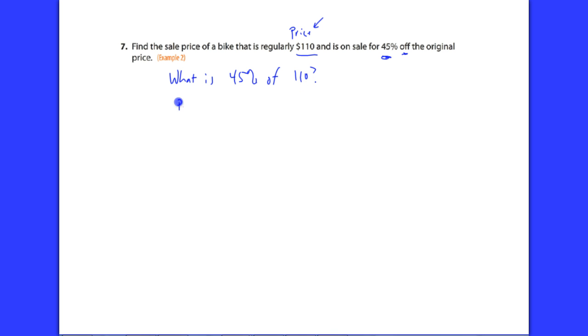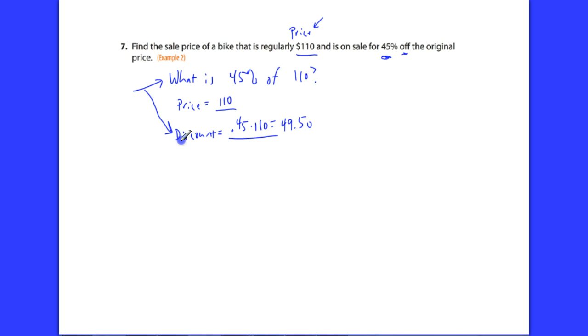So let's go through what I've been showing you here. The price is equal to 110, that's before the discount, and the discount is equal to 0.45 times 110. And if we multiply that, that's 45% of 110, that's the discount. That's $49.50. You can double check me on your calculator, 49.5.